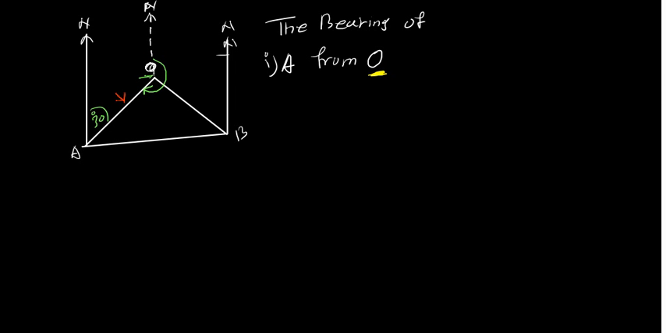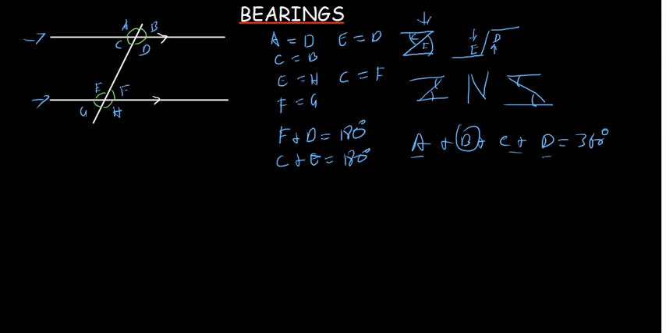How do we get this angle? If we look at AO, here we have A, and here we have O. When you look at these two angles, here and here, we know they add up to 180, from the previous example we were given, C and F, this part.